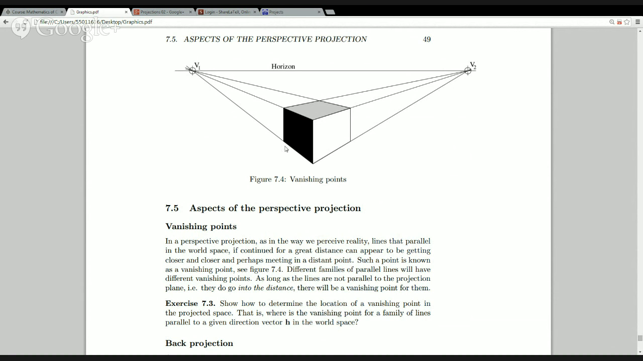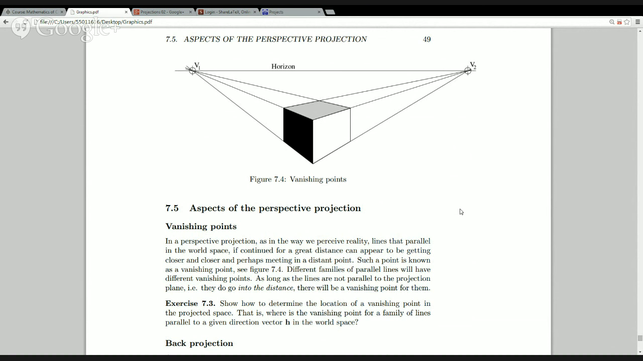There's another family of parallel lines, the top and bottom edges of the black face, and this edge of the gray face and this other edge of the gray face here. In reality, if this is a cube or a rectangular box, those lines are all parallel to each other. But in the perspective projection, if they're continued on long enough, they appear to be getting closer and closer. And if they're sufficiently long, if they disappear into the distance, then they actually seem to meet at a certain point on the projection plane.